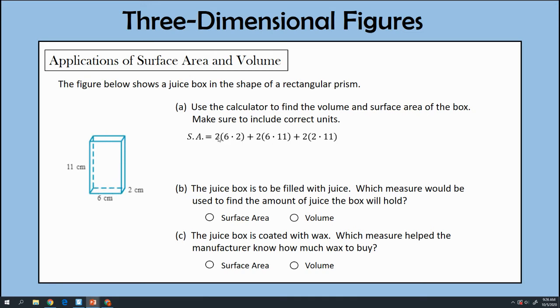So I take 6 times 2 and double it. That gives me 2 of the 6 faces. The front face looking at us is 6 by 11. There's a back rectangle, 6 by 11, just like it. So I'm going to do 6 times 11 and double it.